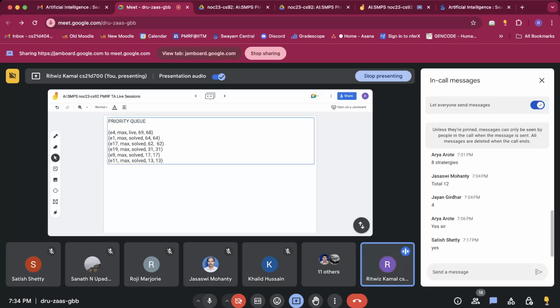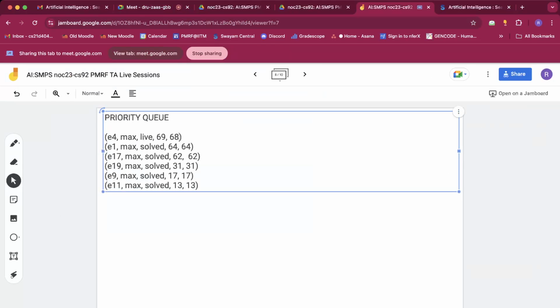Now that we have encountered this situation in our priority queue, we can label E4 as solved. Its bound is greater than its value, so we can change the bound from 69 to 68.